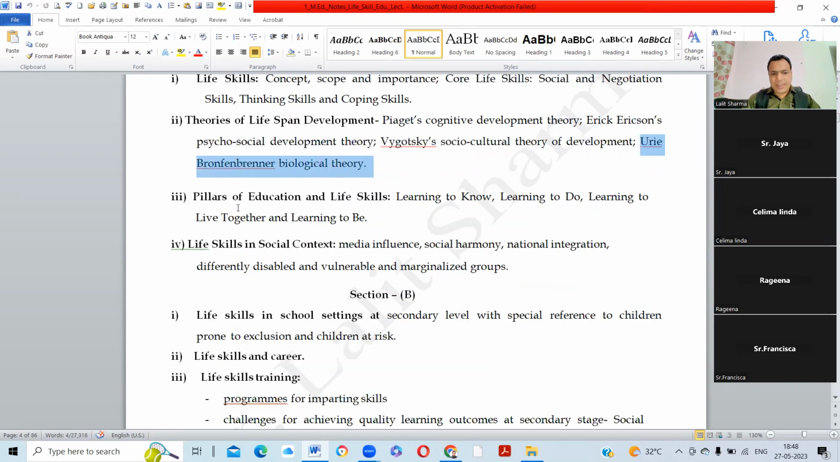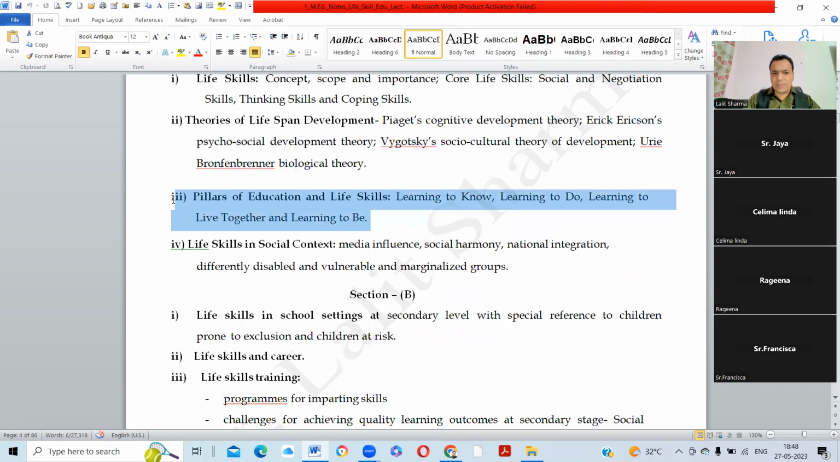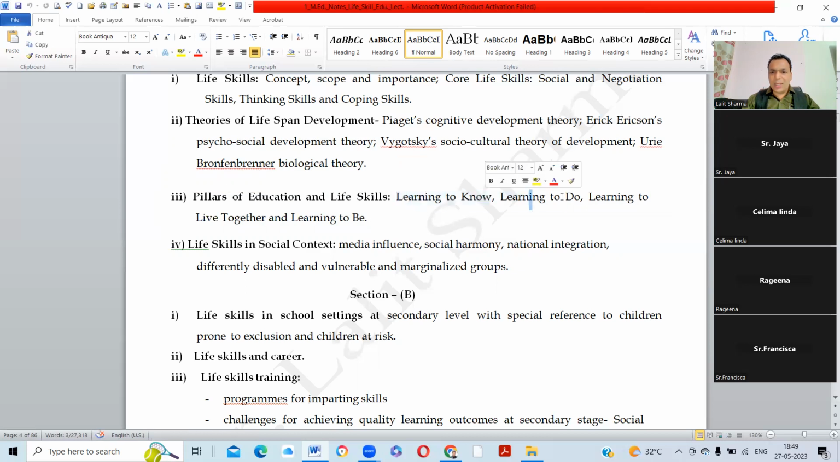Then in the third part, pillars of education and life skills. There are four pillars. This is an important question that always comes. It is an easy one, and we'll discuss it in today's class. What are the four pillars? Learning to know, learning to do, learning to live together, and learning to be. According to UNESCO, these are the four pillars of education.